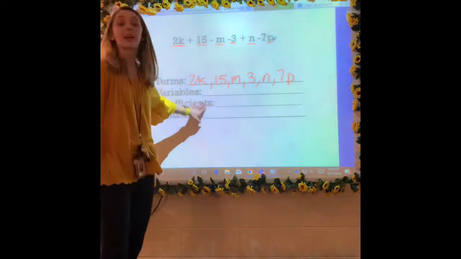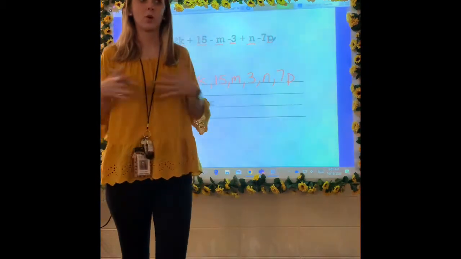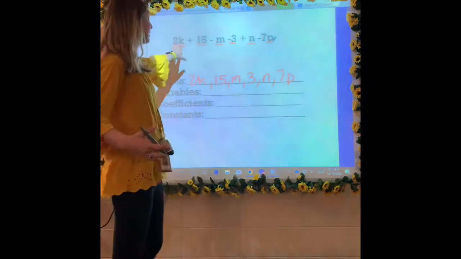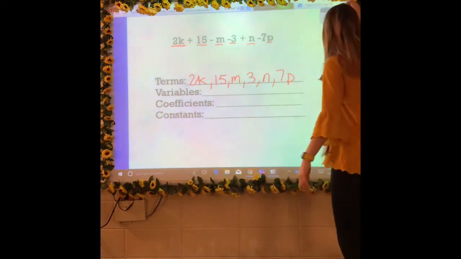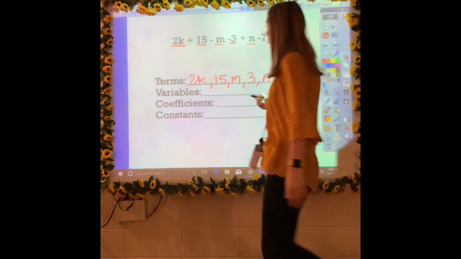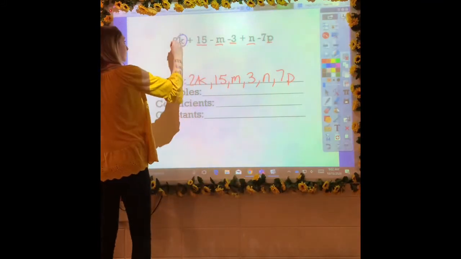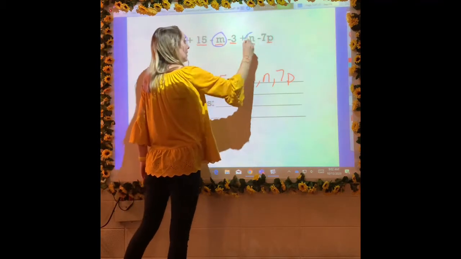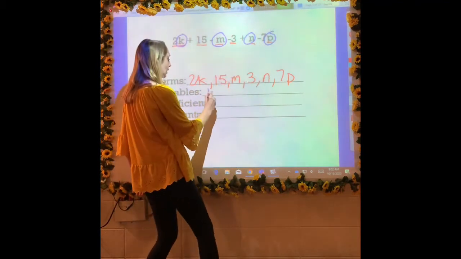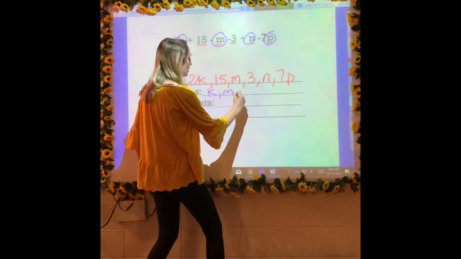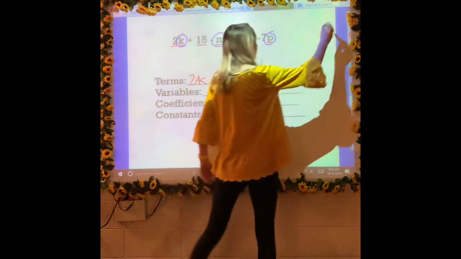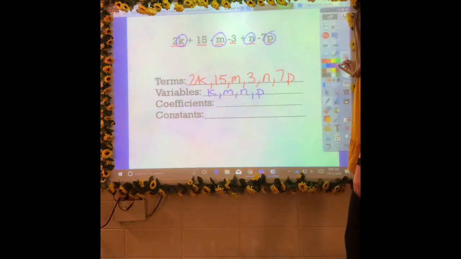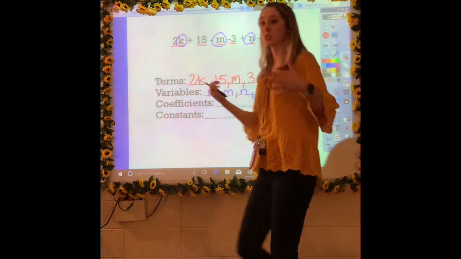All right, let's look at our variables. Remember, our variables are letters that are unknown. Do we have any letters in this? Hopefully, yes. We have a k, an n, and a p. So that's what we're going to list here: k, n, and p. Like I said, no math yet. We're just labeling what we got.